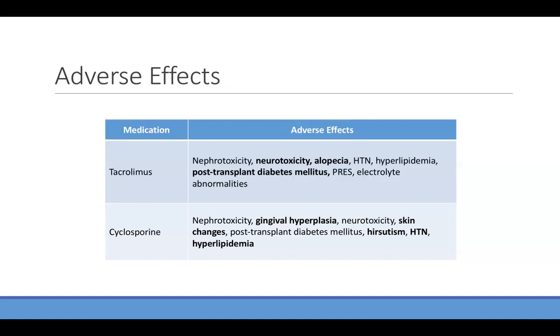Tacrolimus does have a higher rate of post-transplant diabetes, and that's because tacrolimus does impair insulin secretion, especially when used for a longer period of time. Our cyclosporin, the differences are it can cause gingival hyperplasia and some skin changes. Like I mentioned, it can cause hirsutism, so hair growth. And they both do have metabolic complications like hyperlipidemia, as well as hypertension.